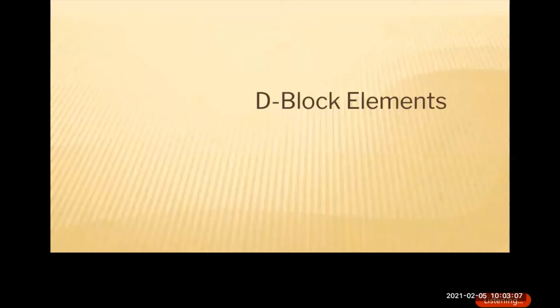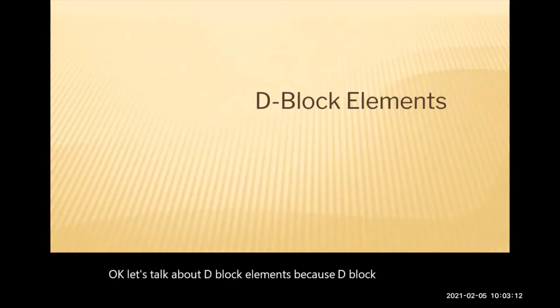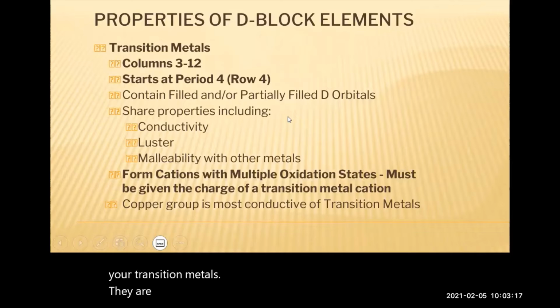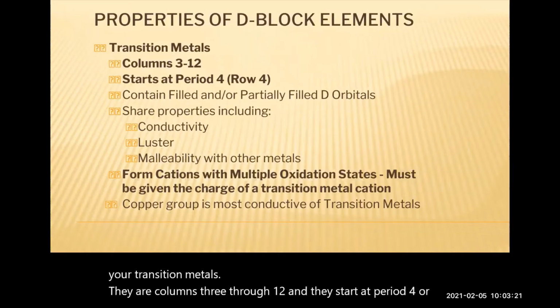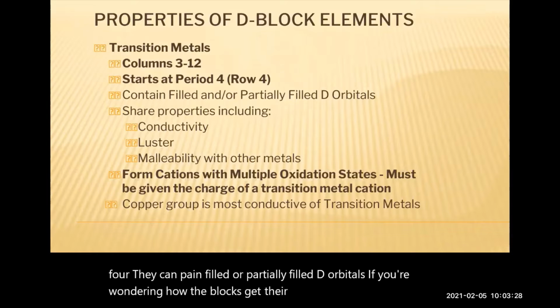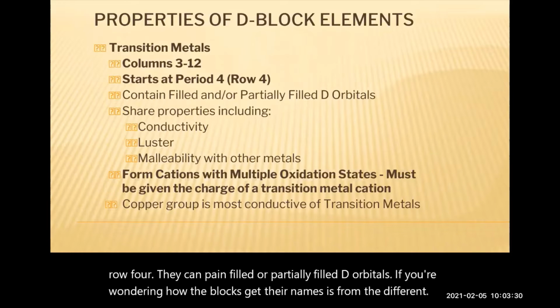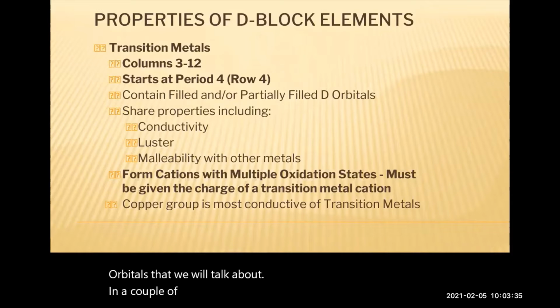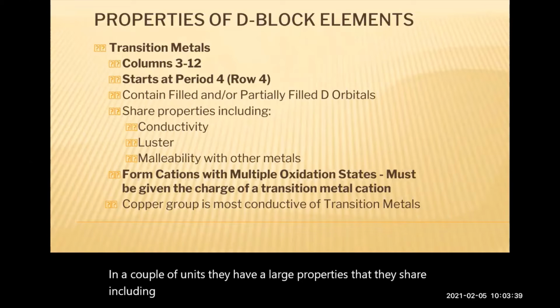Okay, let's talk about D block elements, because D block elements are your transition metals. They are columns 3 through 12, and they start at period 4 or row 4. They contain filled or partially filled D orbitals. If you're wondering how the blocks get their names, it's from the different orbitals that we will talk about in a couple of units. They have a large number of properties that they share, including conductivity, luster, and malleability.